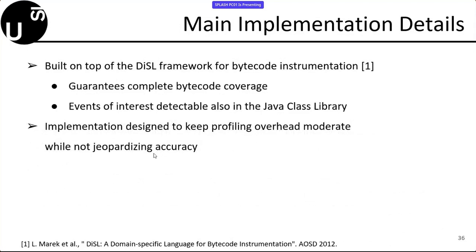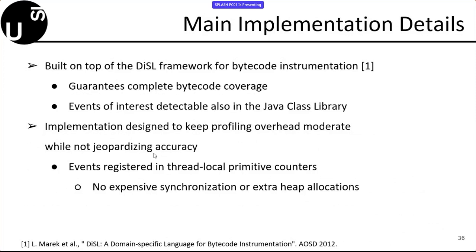The implementation has been designed to keep the profiling overhead moderate while not jeopardizing the accuracy. In particular, the events are registered into thread local primitive counters where no synchronization is used. And this means that the instrumentation code is cheap to be executed. And moreover, we also avoid allocating extra memory in the heap of the target application. Moreover, the costly elaboration of the counters is done in a separate process when the application terminates to reduce the profiling overhead and also to reduce as much as possible any possible measurement perturbation.